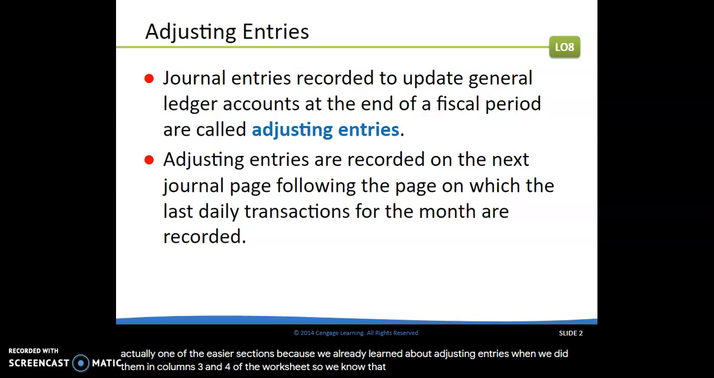So we know they're recorded to update general ledger accounts at the end of the fiscal period to make sure that our supplies are reflective of what we used and our prepaid insurance is reflective of what we used, and we can account for them as expenses. However, we recorded them in the worksheet. Now we also have to record them in the journal.